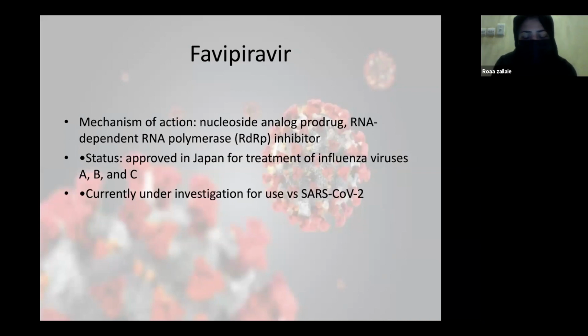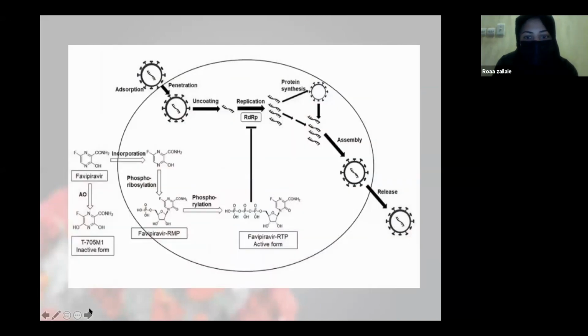The recommendation of the Ministry of Health is to use it mainly in mild to moderate disease, where it can cause good improvement of viral replication and clearance, and also improvement of the X-ray and prevent the progression of the disease. So it is used mainly in mild to moderate disease. Here the active form of favipiravir prevents the replication, so it will decrease the viral load, increase the clearance and improve the X-ray findings.